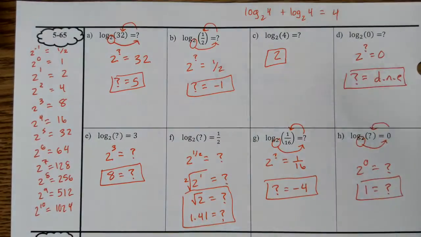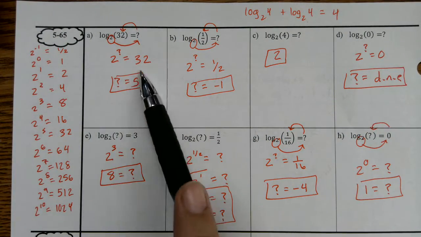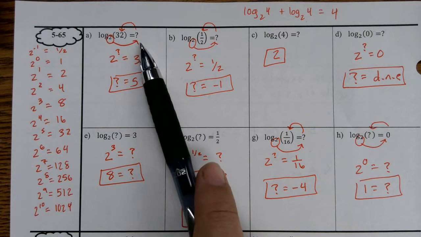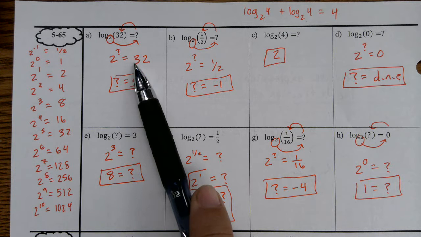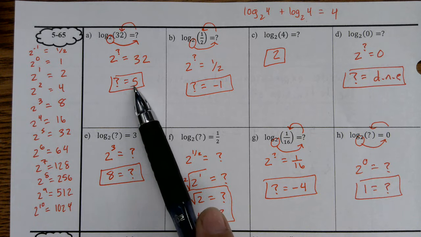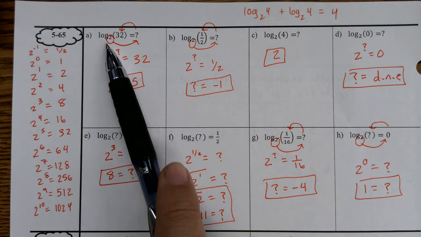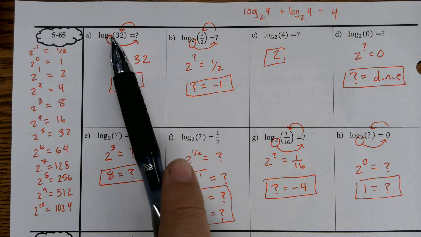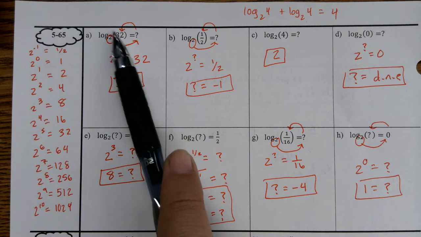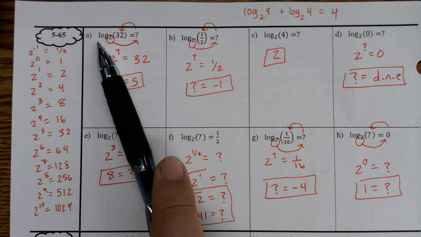The back of the notes. So we have some practice problems where we have to determine the value of certain logarithms. 2 to the power of what gives you 32? You rewrite it as an exponential and you realize that the exponent has to be 5. So log base 2 of 32 is equal to 5. You can rewrite log base 2 of 32 with just the number 5.